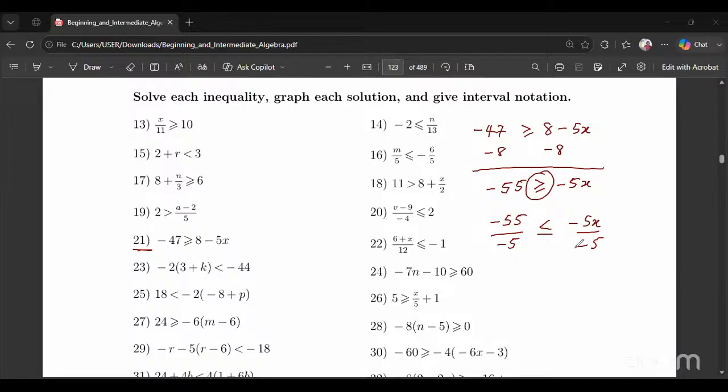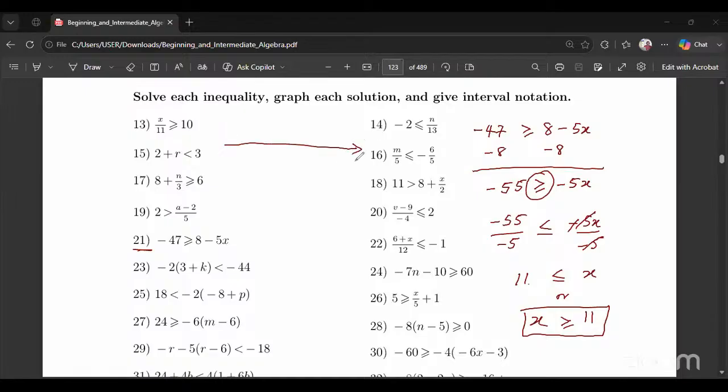When you cancel out, you have just x all by itself on the right-hand side, and here you have 11. This can also be written as: if 11 is less than or equal to x, it also means that x is greater than or equal to 11. So now we have the solution to this inequality. Let's go ahead and graph it.